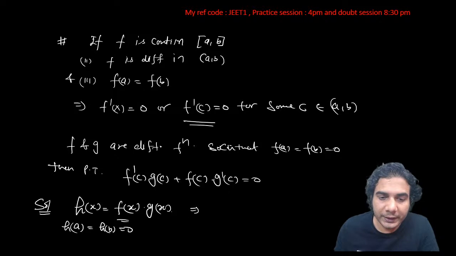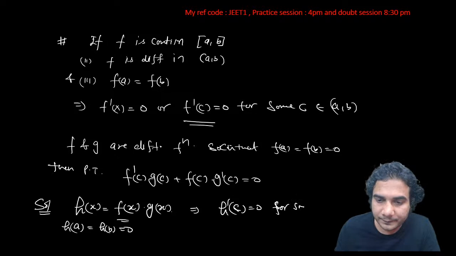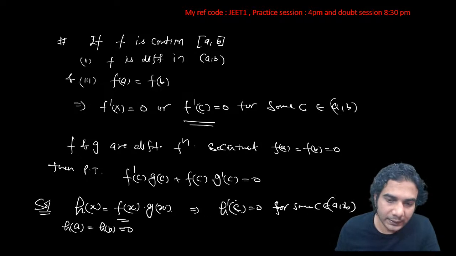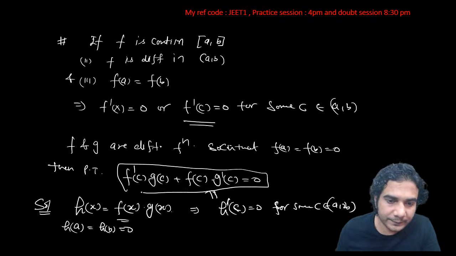All right. So then that means you can write h dash c is equal to 0 for some c belonging to a to b. All right. You can write like this. Now see, what is h dash c? What h dash c is nothing but this given expression, right? So you can write this.